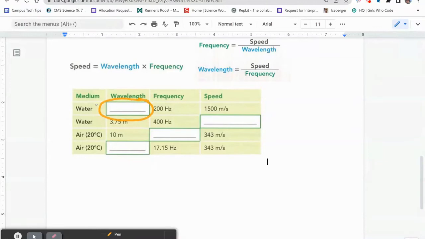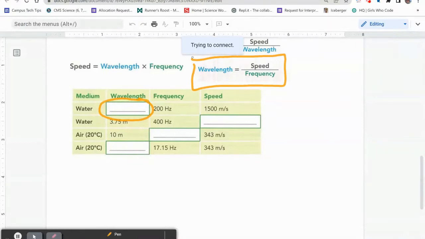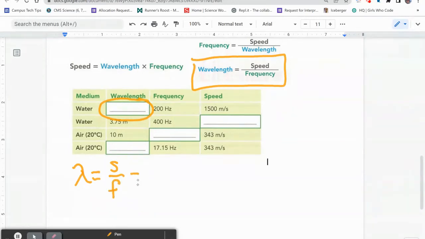So if we're looking for wavelength, we're going to use our wavelength formula, which is right here for us. You can abbreviate, but I like to write out the full formula. In science, we like to abbreviate wavelength with a lambda, which is a Greek letter. It kind of looks like an upside down Y. Then that lambda is going to be equal to speed divided by frequency. So if we plug in those values, we've got our speed up here, which is 1500 meters per second, and our hertz, which is up here, is 200 hertz.